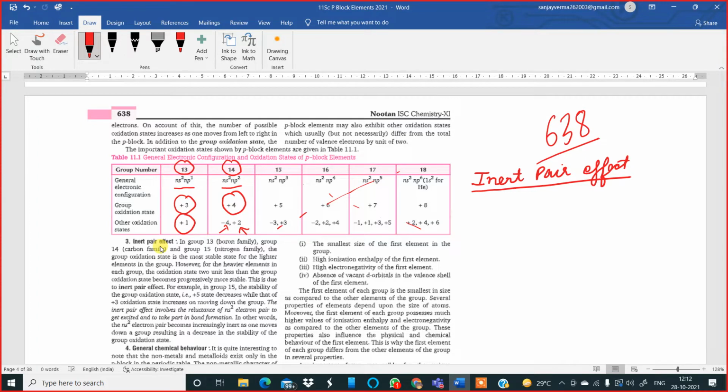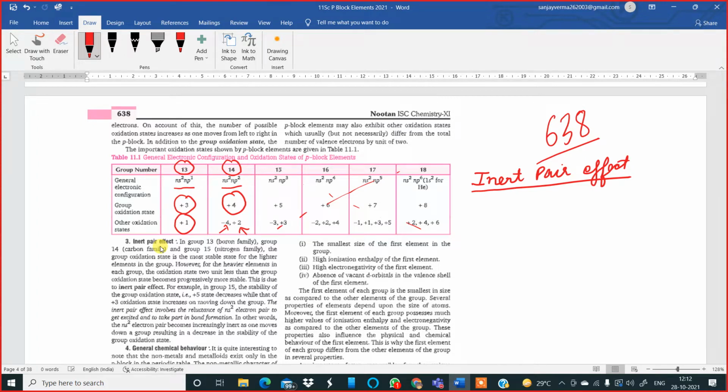Are you getting it? I am repeating once more. Inert pair effect means the unwillingness of the electrons present in the inner orbitals to participate in bonding. Am I clear? I repeat once more: the inert pair effect is the reluctance, the unwillingness of the electrons to participate in bond formation, whatever bond it is forming.